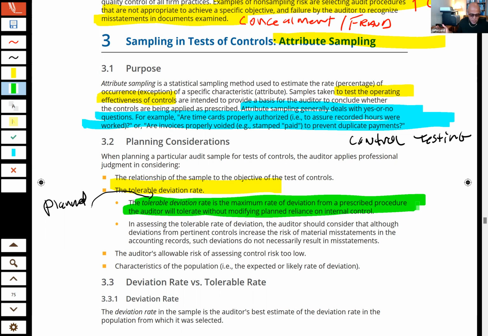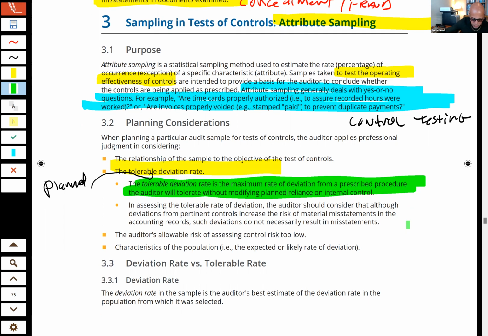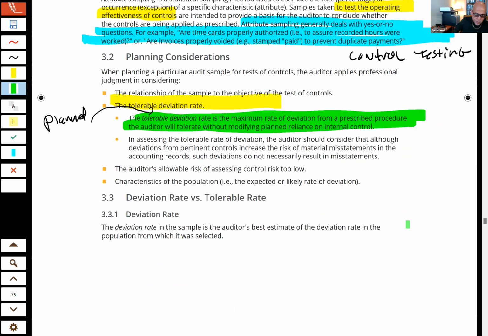Good, okay? Then what? Then I will go ahead, I'll pull the time cards, and I will look at them to see if the control had operating effectiveness. So now I'm writing next to deviation rate, I'm writing what? The word actual. Now that's not what we call it. We call it tolerable deviation rate, and then we just call it deviation rate when we're sitting here and we're talking about the actual testing that was done.